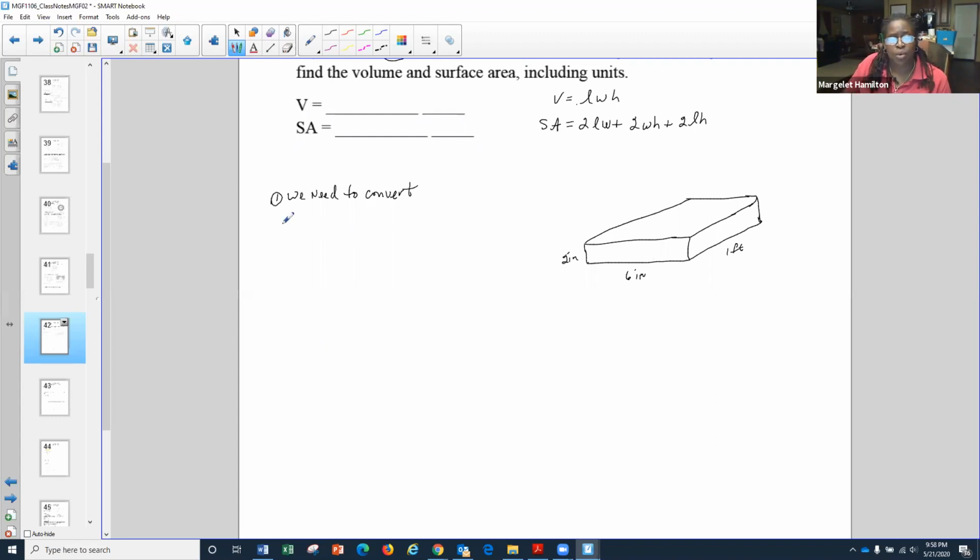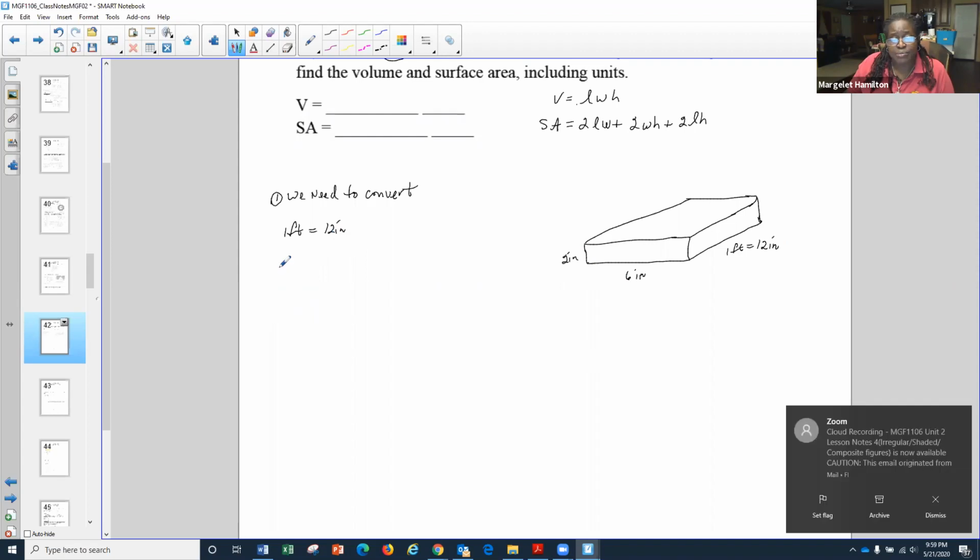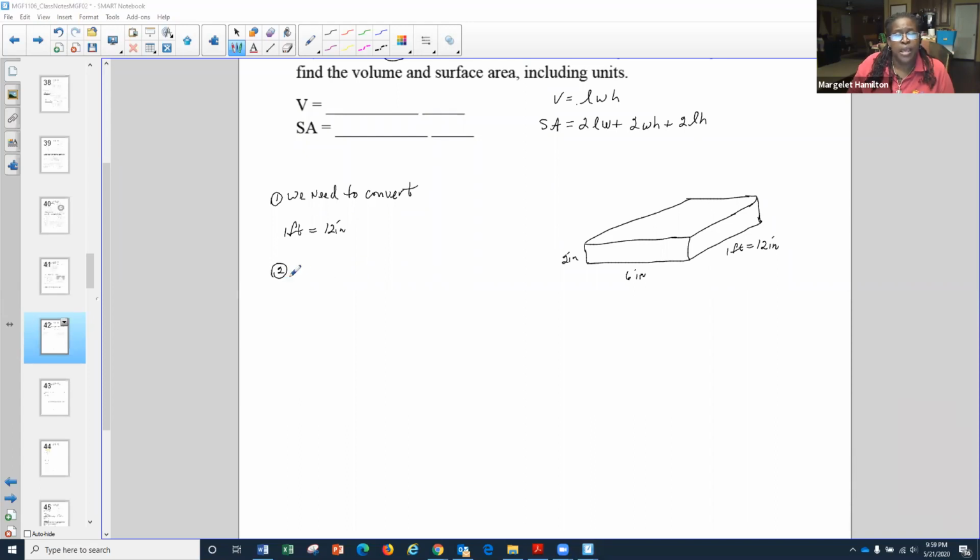All right, so let's do a little conversion. So let's take that 1 foot, and we know it equals how many inches? That's right, 12 inches. So let's go ahead and make this 12 inches. So now everything is in inches. Now we're ready to go. So now our second step, we can go ahead and find our volume.